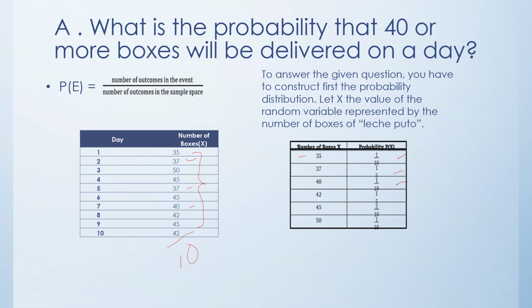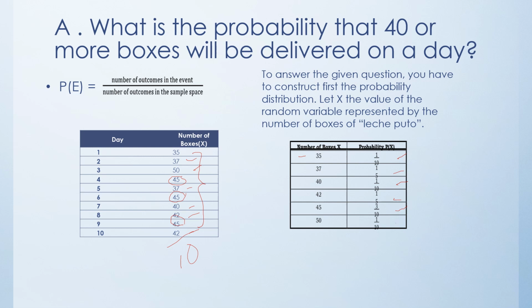42. 42, we have 1, 2, only 2. 2 over 10 is 1 over 5. 45. Let's count how many 45. 1, 2, 3. 3 over 10. The probability of getting 45 boxes is 3 over 10. 50. There's only 1.